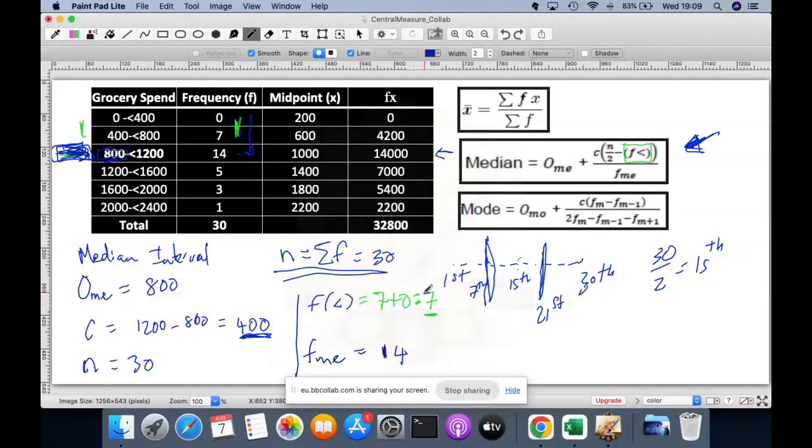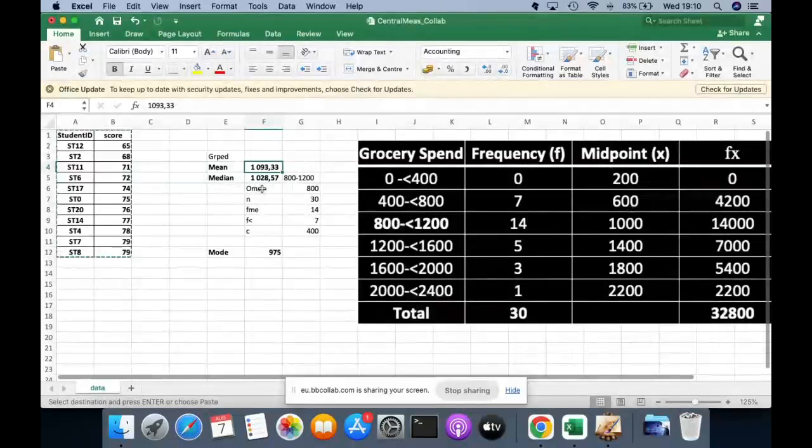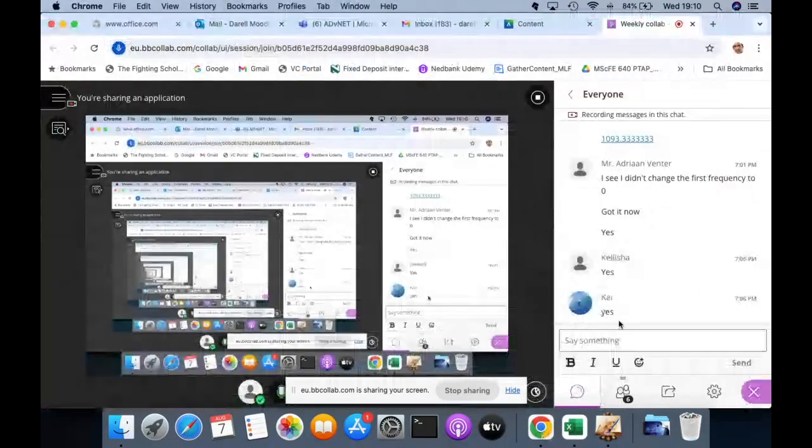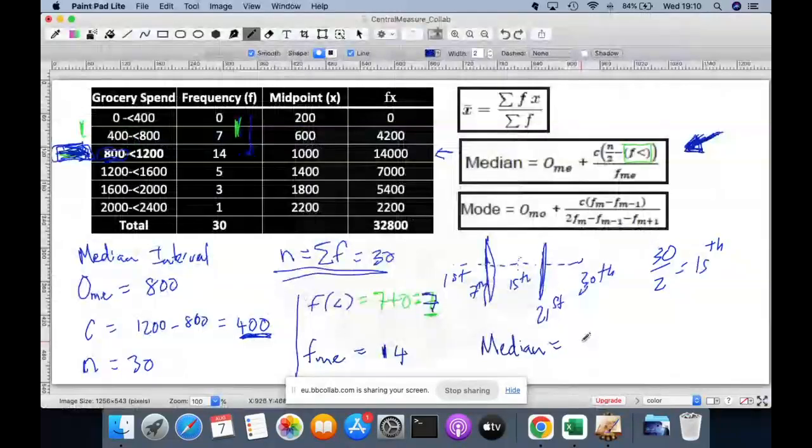Now that you've got all the values that you need, your F of less than is 7, FME is 14, N is 30, your C is 400, your OME is 800, you can plug it all into this formula. If you put all those values into the formula, you will calculate your median. I did it somewhere, and you'll find that your median is 1028.57. Can we go back there? You can try that now as an exercise in your calculator.